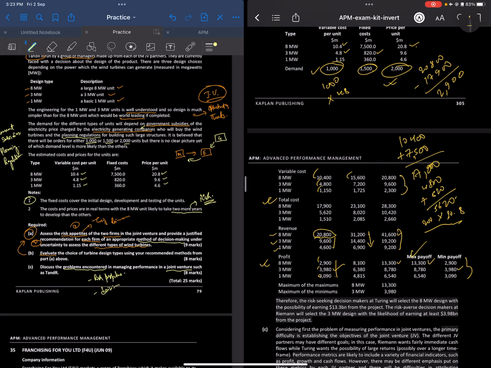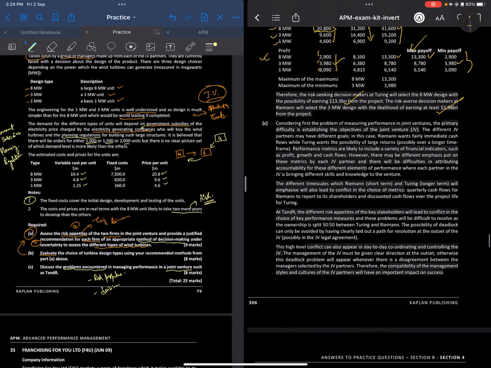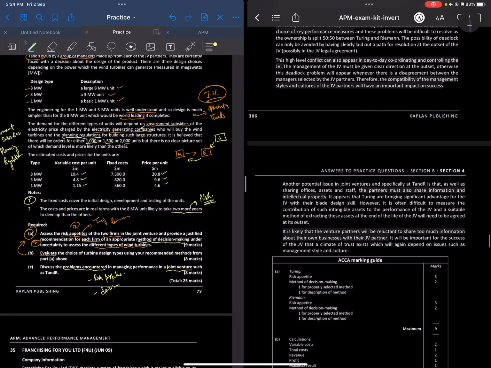The risk-seeking decision makers, that is Turing, will select 8 megawatt with a possibility of earning 13.3 billion. And risk-averse decision makers at Raymond will select 3 megawatt at the likelihood of earning at least 3.98 billion, right? So there will be conflict in that. And now we come to the problems associated with it.